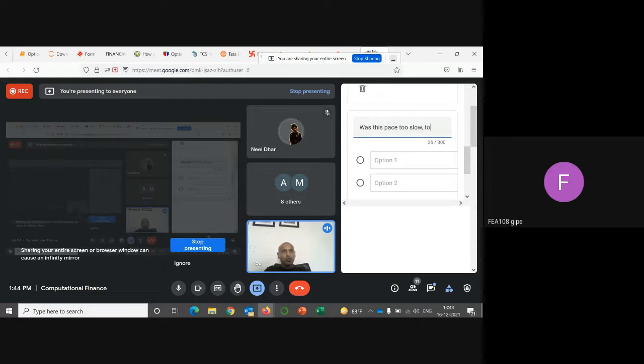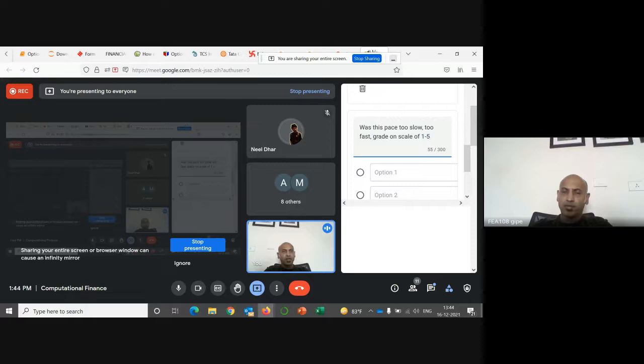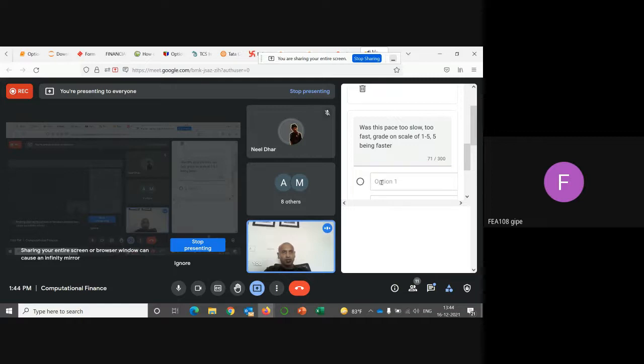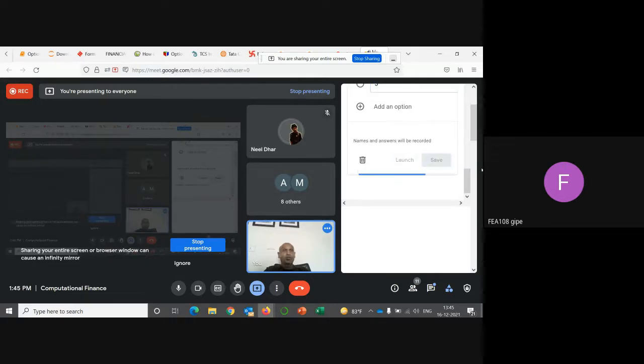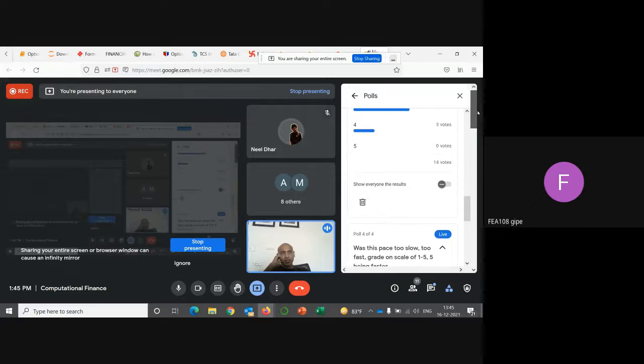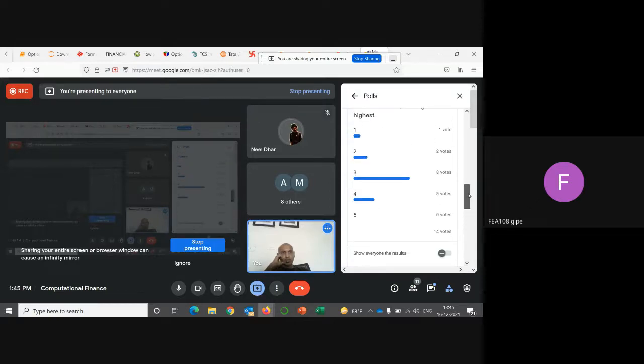Was this pace too slow, too fast? Please grade me on a scale of 1 to 5, 5 being the fastest. One, 2, 3, 4, 5. Feedback is good. Okay, so I've got the median: people are saying that this is okay.